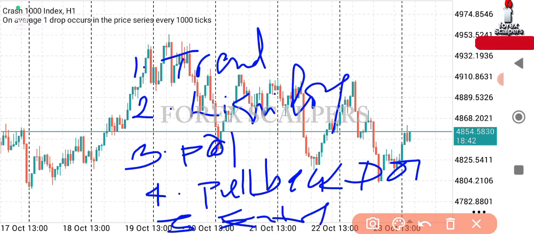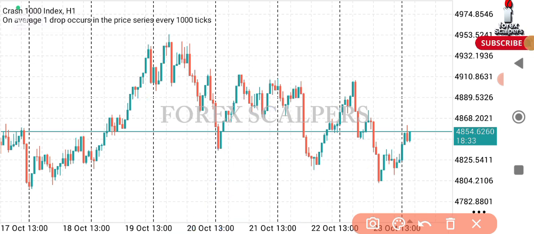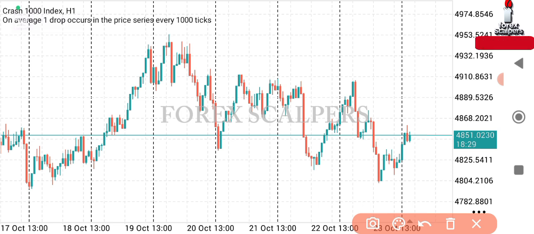So these are the 5 checklists. First, the trend. 2, liquidity. 3, point of interest identification. 4, pull back to point of interest. And then finally your entry. So let's see how we can identify all of this.